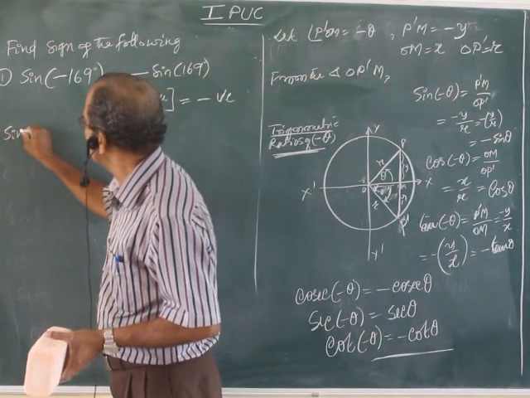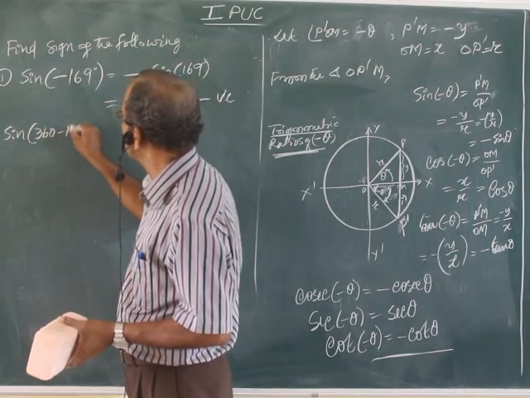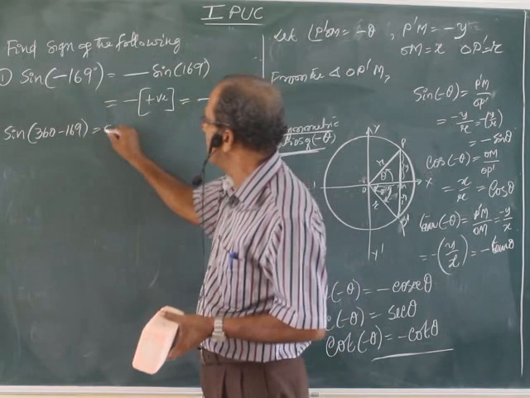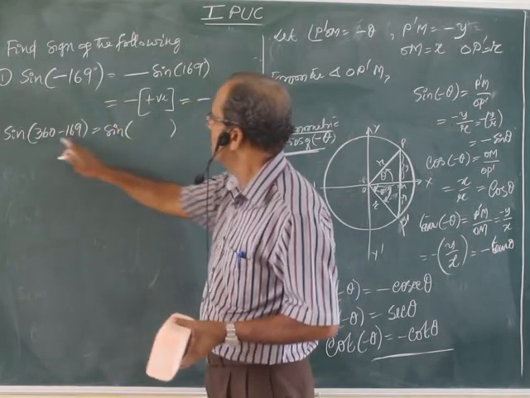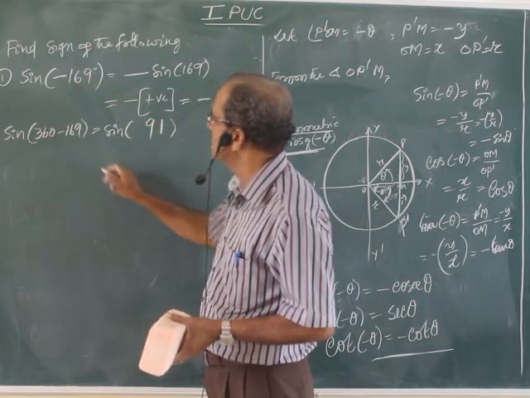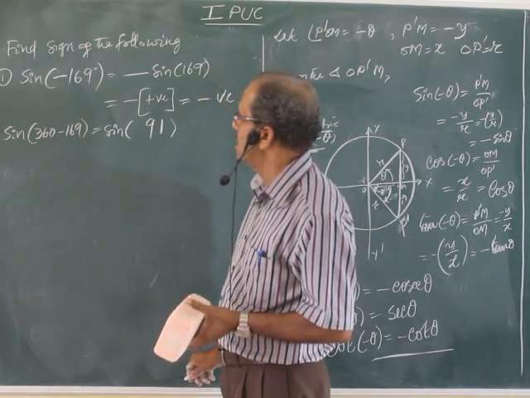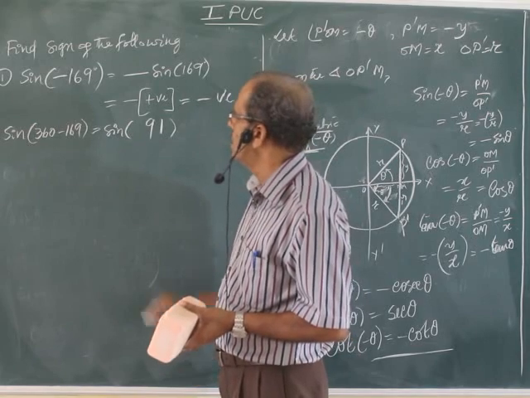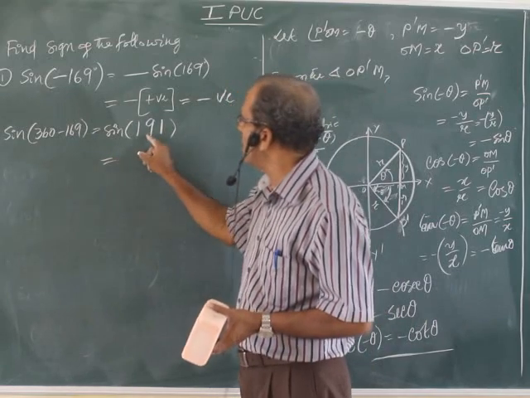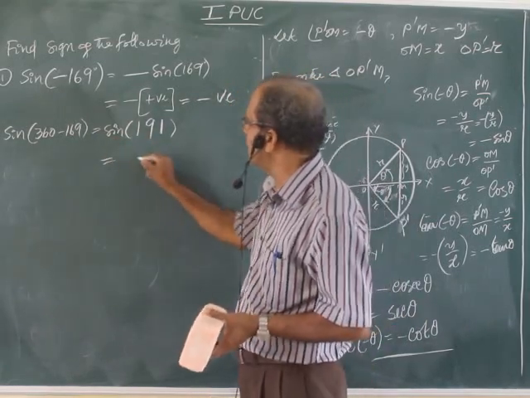Or if you want to tally with the previous method, there I told you to subtract the given angle 169 from 360. You are getting 191, correct, no? 191 is the actual angle. Which quadrant? More than 180, third quadrant.